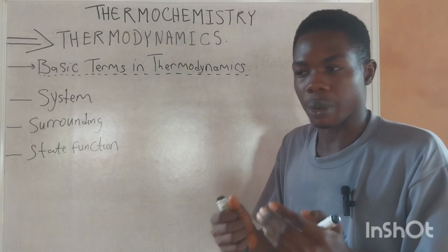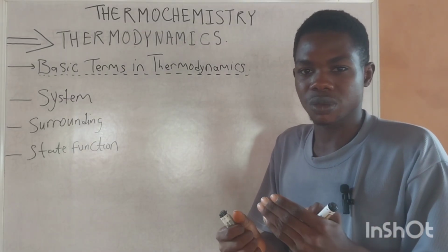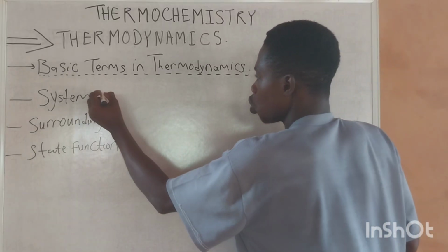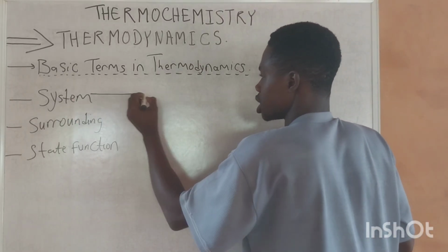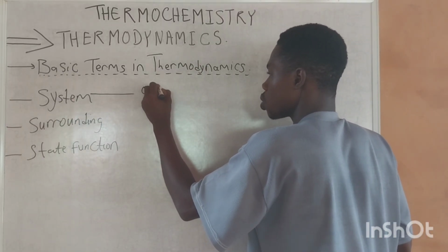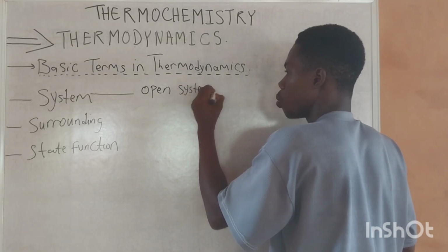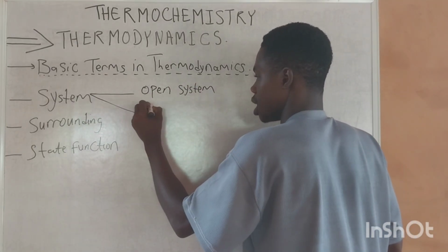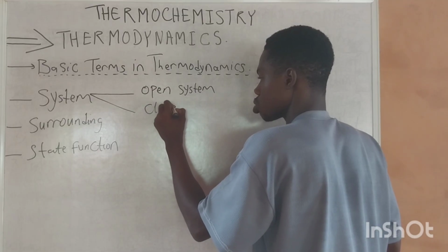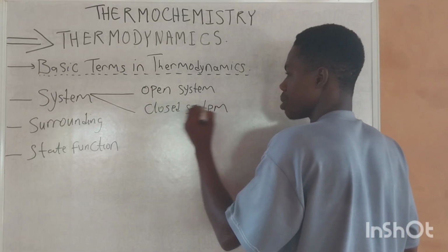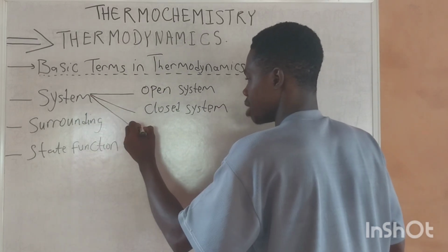Now we have several types of system, but in today's lesson, we'll be talking about three major types of system, which include open system, closed system, and then isolated system.